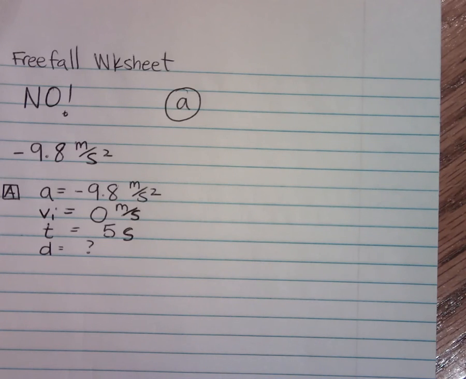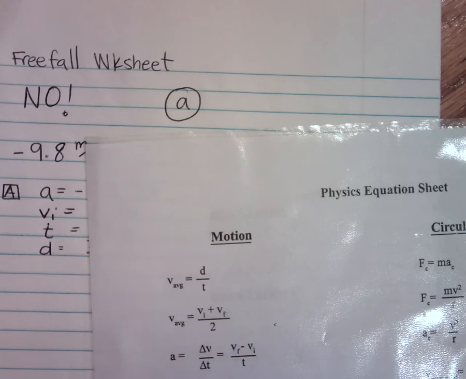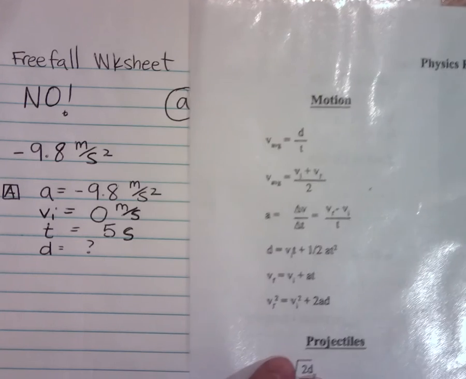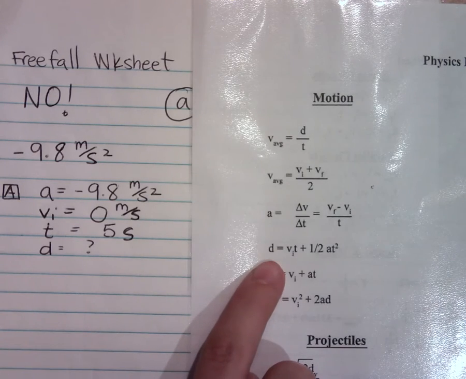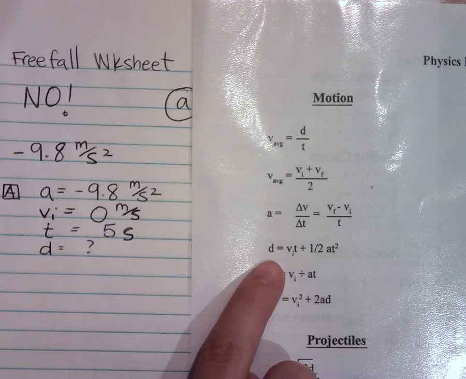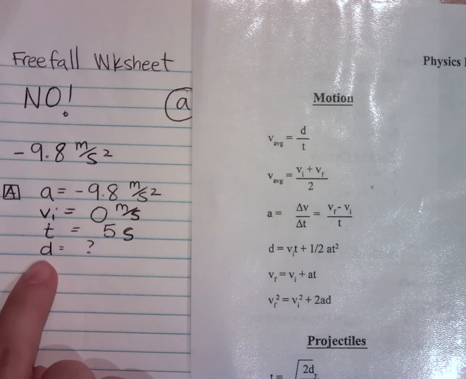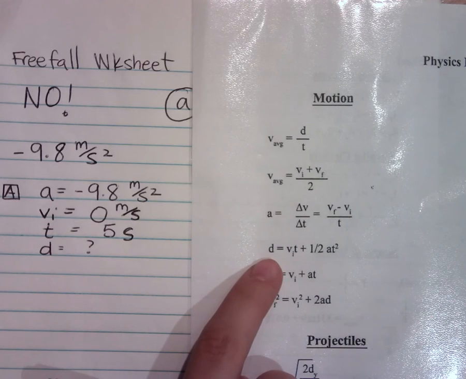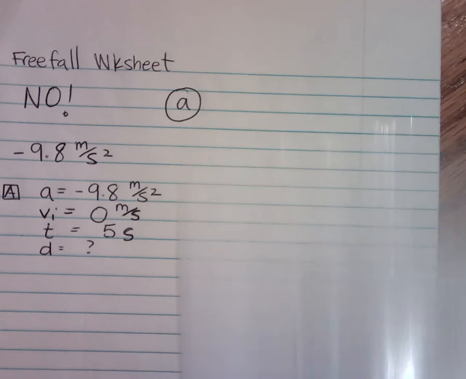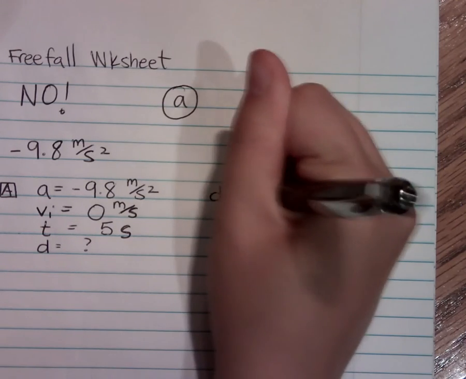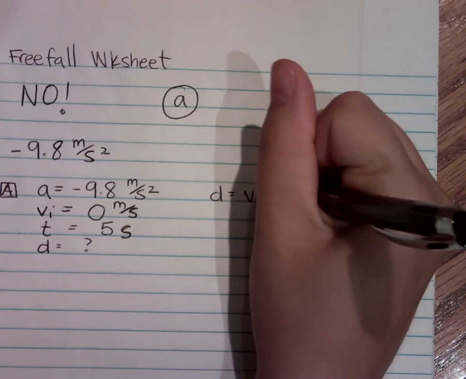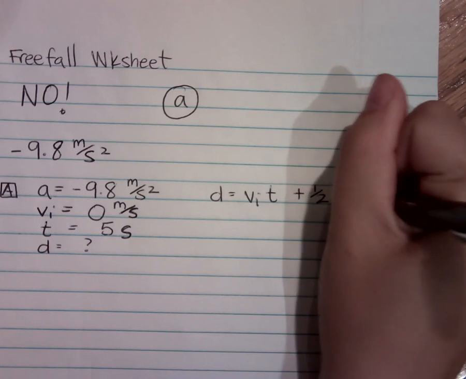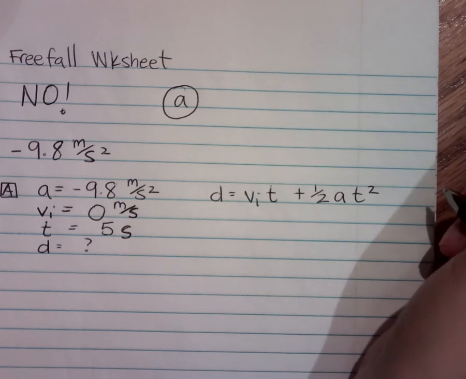So we're going back to our handy dandy sheet over here. The formula sheet tells us what formulas to use. And this one looks like the one to use right now, because I'm looking for d, and I know this stuff. So I can use this one and it'll give me the answer. So my displacement is equal to my initial velocity times time plus 1/2 times my acceleration times time squared.